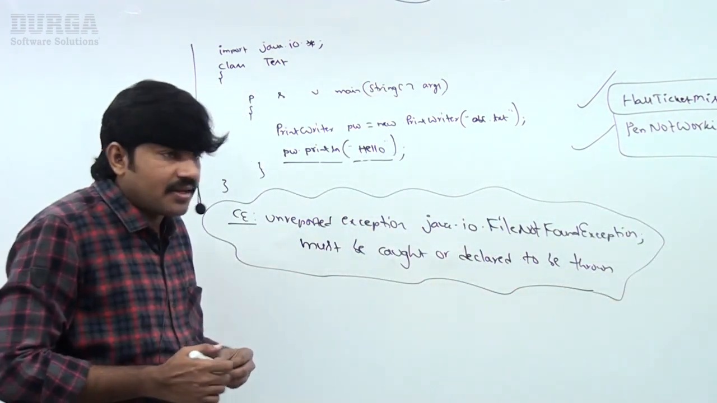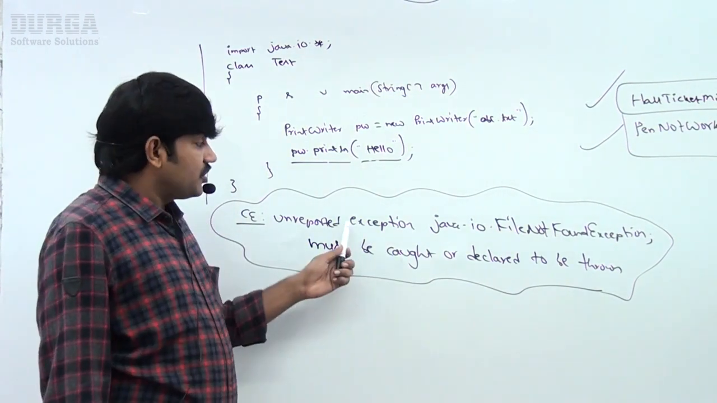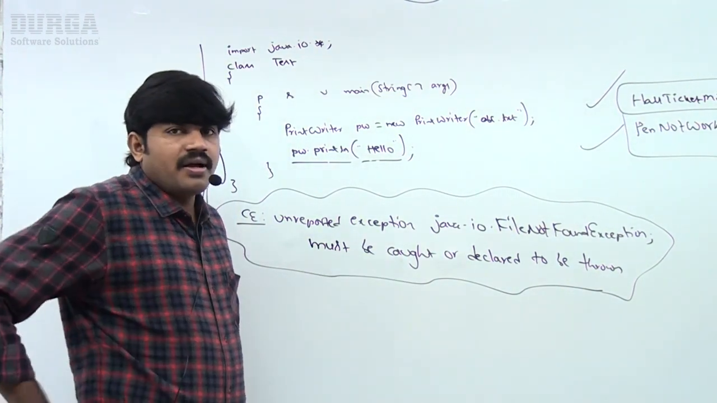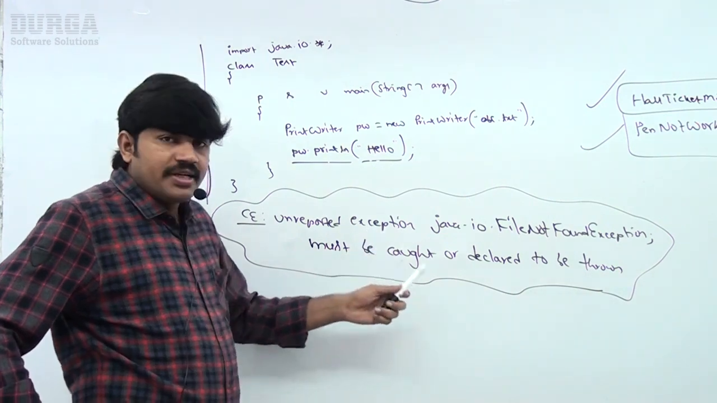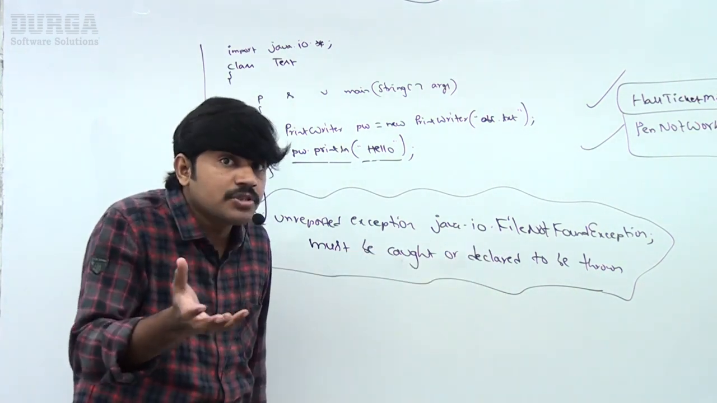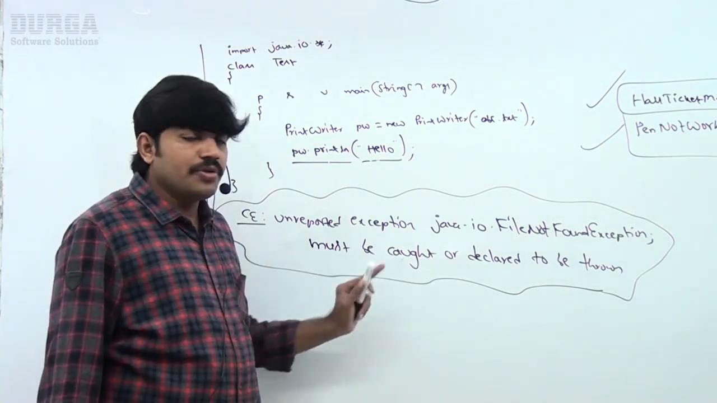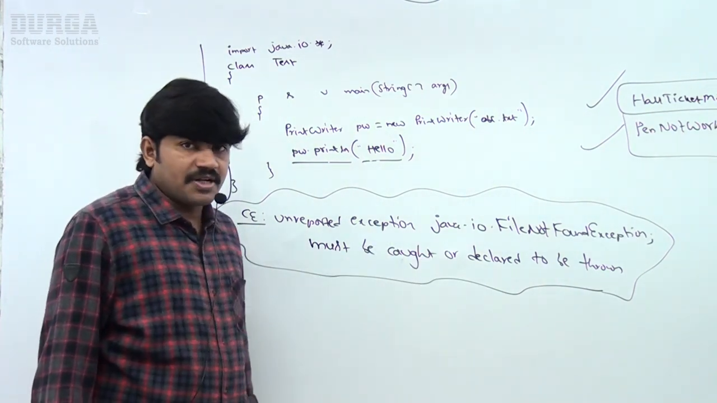This is the compile-time error we are going to get. I hope you are in the position to understand, right? So simply the compiler is asking, hey Durga, you didn't report about FileNotFoundException. There is a possibility of FileNotFoundException, so it must be caught or declared to be thrown. This is the exact compile-time error you are going to get.